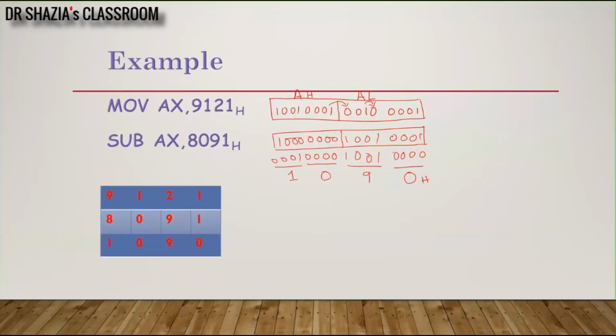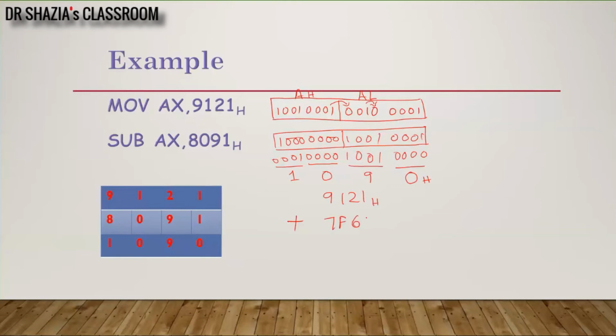Now we can look at this subtraction in another way. All of us know that subtraction can be replaced with addition using the complement number system. So what we are going to do here is add 9121H with the 2's complement of 8091. The 2's complement of 8091 is 7F6F.